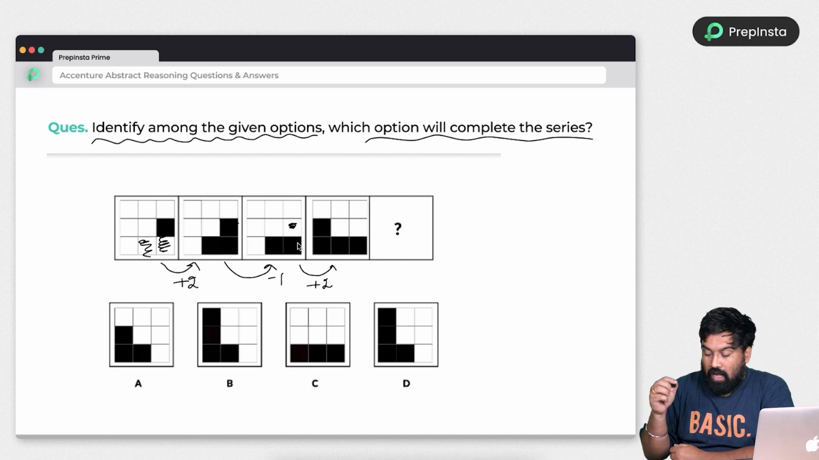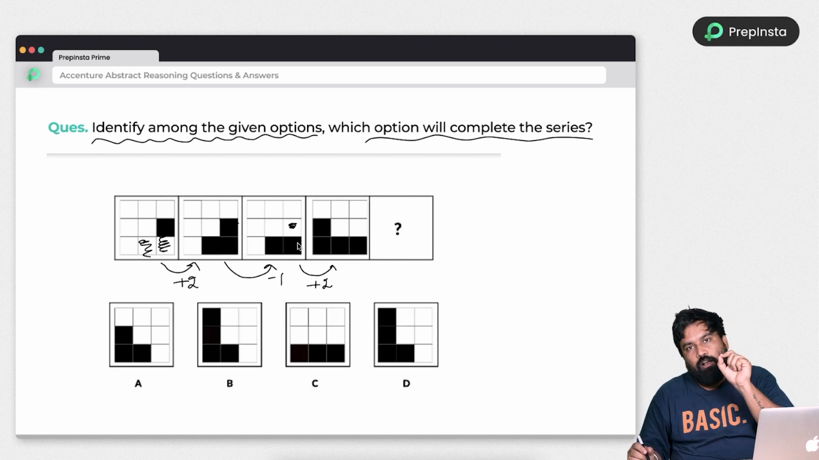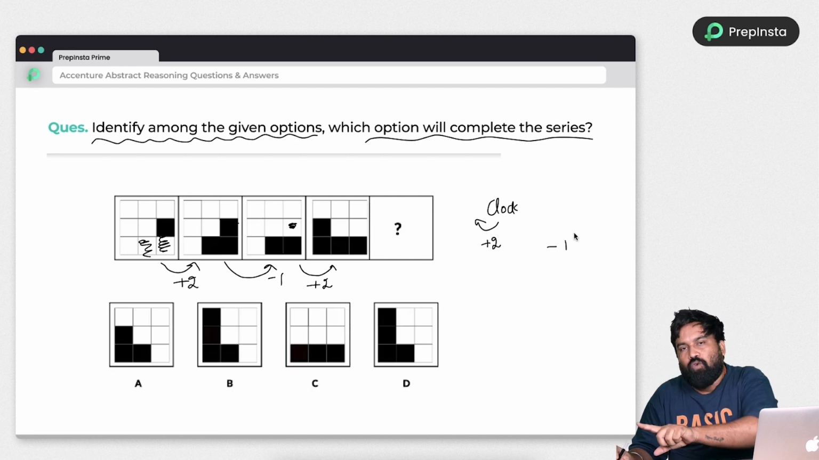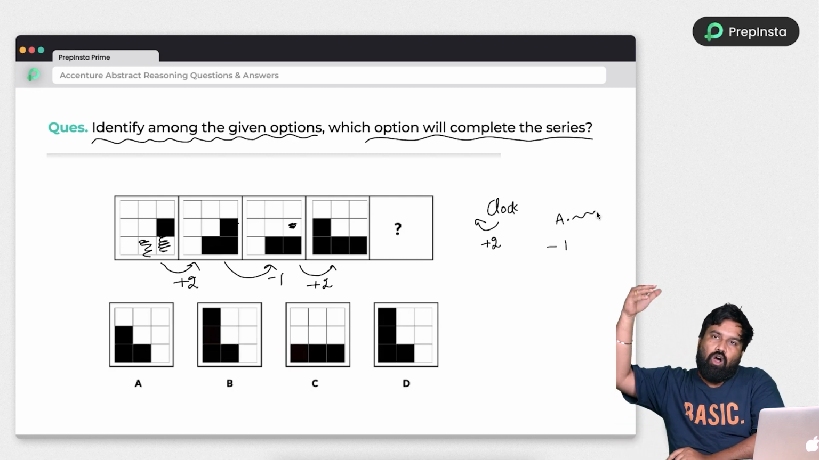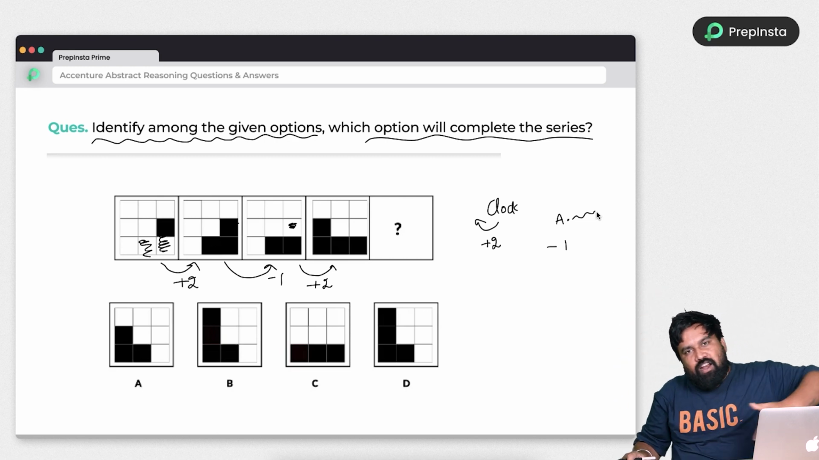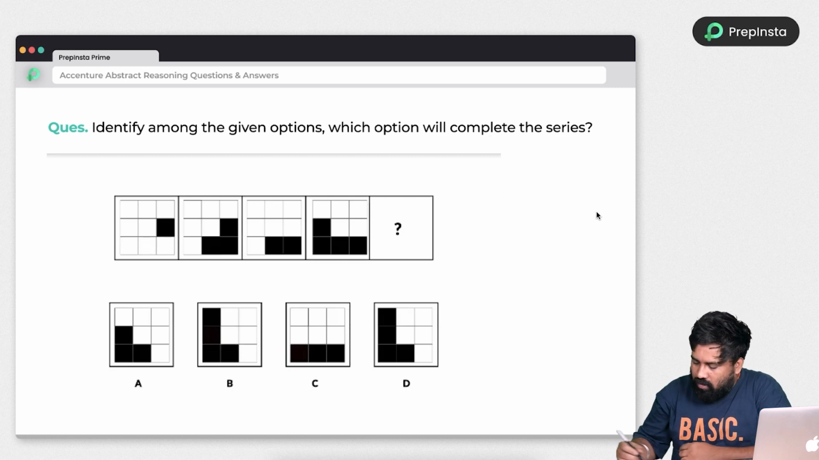So, yes, carefully observe here. Boxes adding plus 2 in a clockwise direction and one block removing in the anti-clockwise direction, which is nothing but on the top right side. One block is removing. On the left-hand side, they are increasing the blocks. If you observe clearly, yeah, I got the logic.